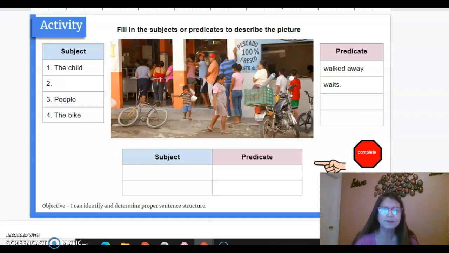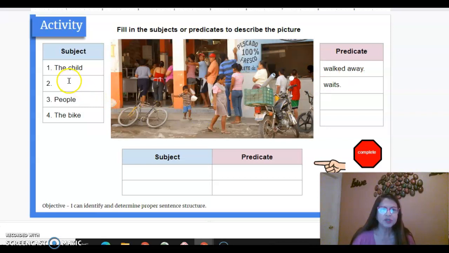All right, let's try some. Let's look at number one. I already have filled it out for you, and we're going to talk about the child. Let's look at this child right here. To me, it looked like the child walked away. So the predicate is, what did the child do? Walked away. Who are we talking about? The child. So remember, the subject is who or what you're talking about. The predicate is what they did or what is happening.